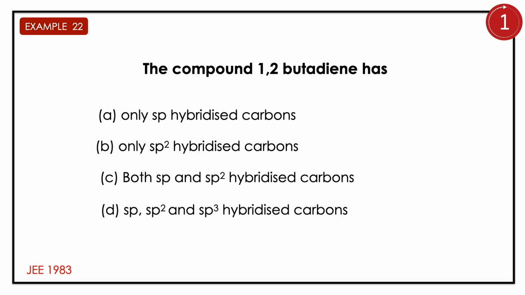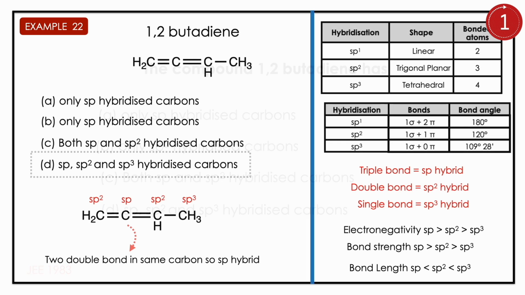Then the next example, the butadiene has only sp hybridized carbon, only sp2 hybridized carbon, both sp and sp2 hybridized carbon, or sp2, sp3 hybridized carbons. So you should draw the structure, find the hybridization. The compound is 1,2-butadiene, 4 carbons, 2 double bonds together.